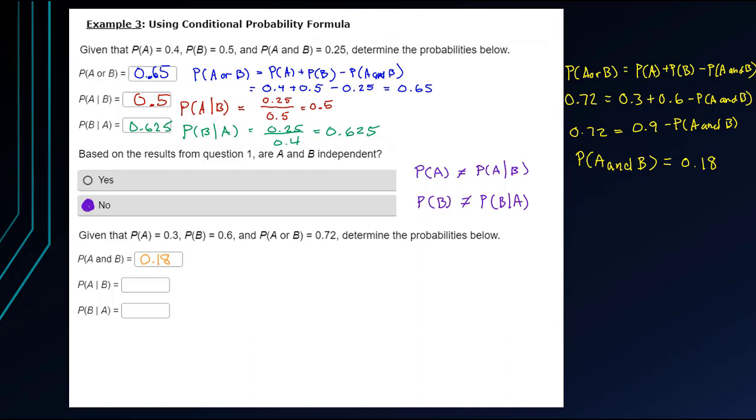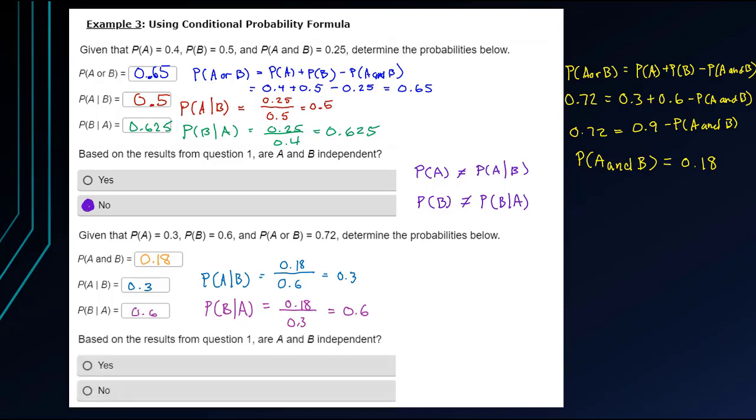The probability of A given B, I get 0.18 over 0.6, which is 0.3. Again, that's the probability of A and B over the probability of B. This is going to be the probability of A and B over the probability of A.